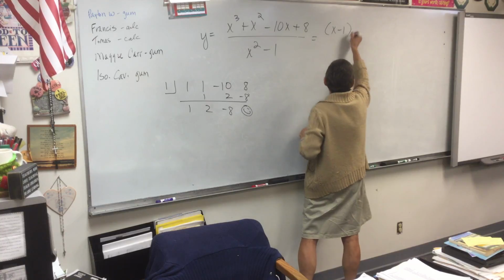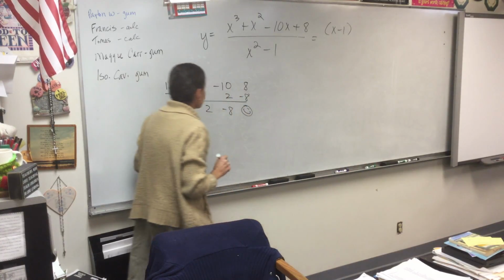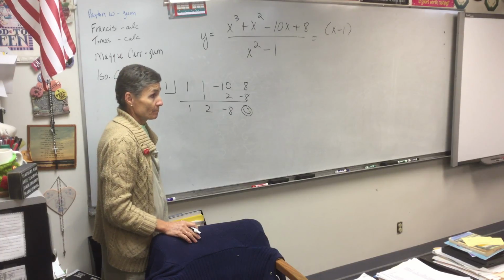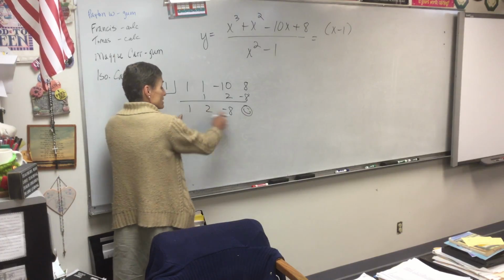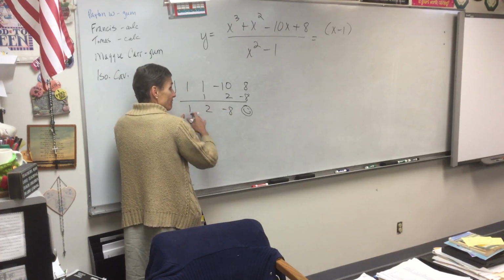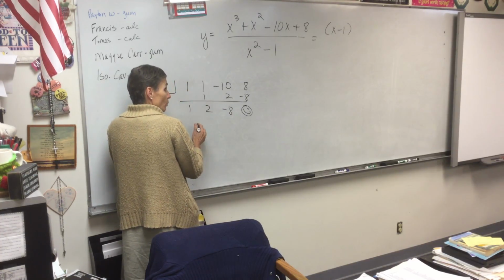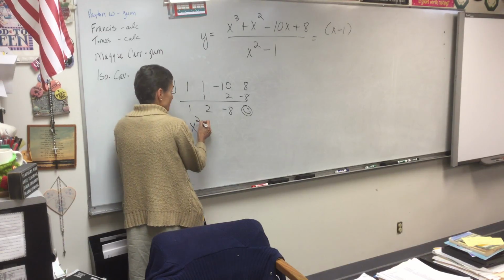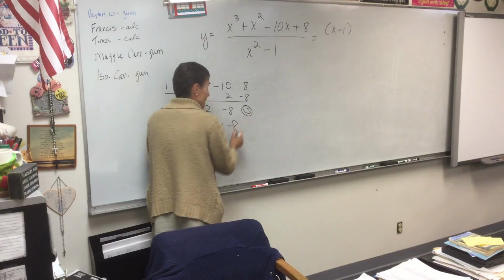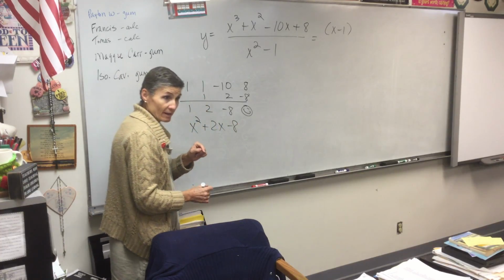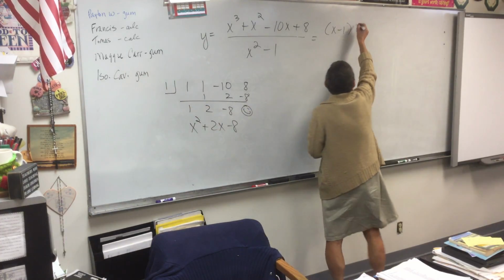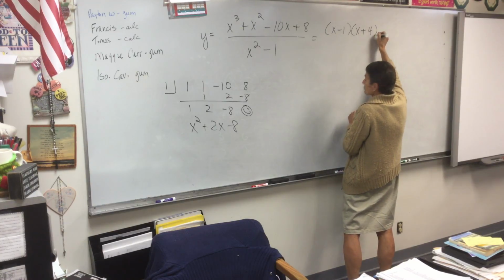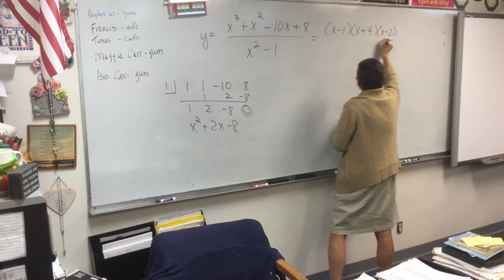Since 1 worked, one of my factors is x minus 1. Would you agree with that? Now, this is what's left when I take that factor out. What is it? X squared plus 2x minus 8? That's a factor too. Does that factor? Yes. Patty, how does that factor? One of the factors is x plus 4, the other is x minus 2. Are we going to agree with Patty?